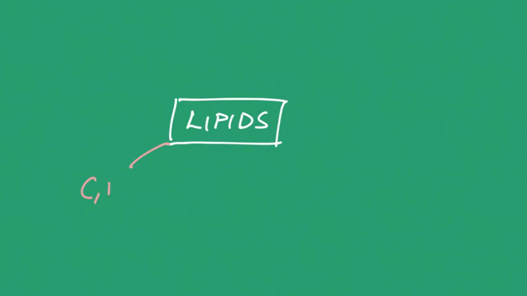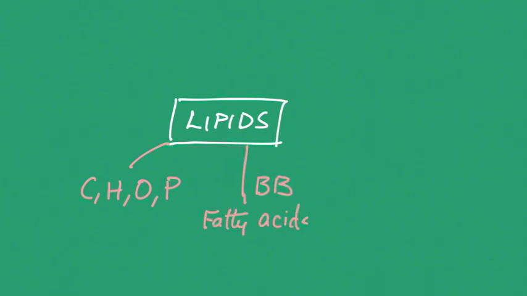Let's quickly recap what we know about lipids. Lipids are made up of carbon, hydrogen, oxygen, and phosphorus. The building blocks of lipids are fatty acids and glycerol. You can have either two fatty acids and one glycerol or three fatty acids and one glycerol. There are three classes of lipids, and they are phospholipids, steroids, and triglycerides.